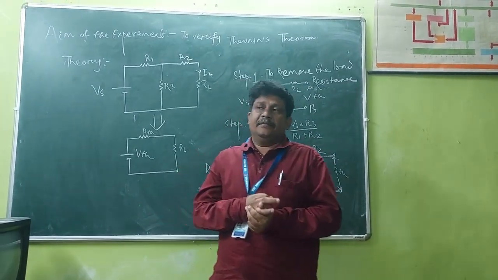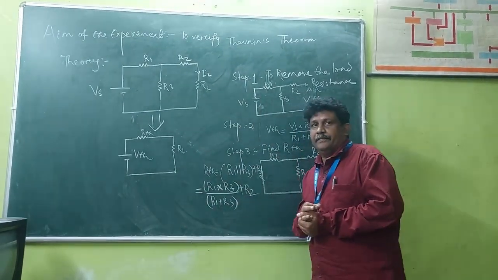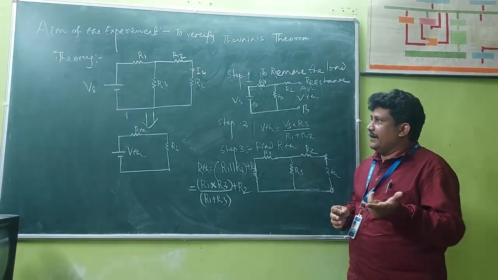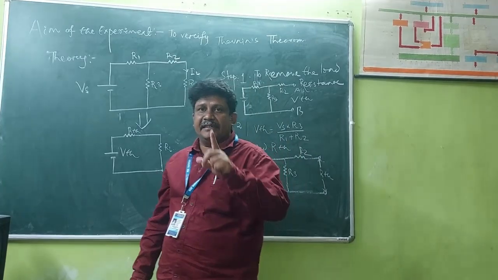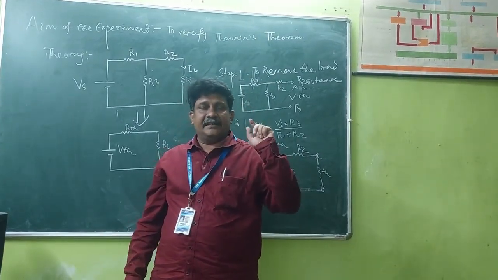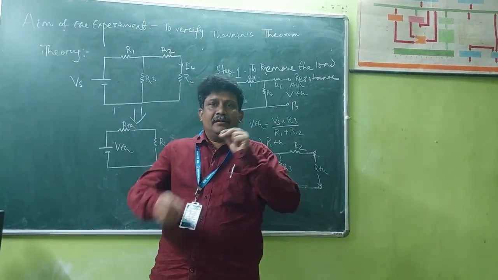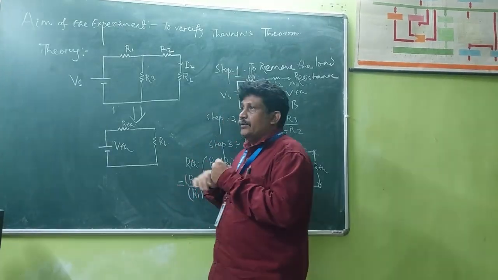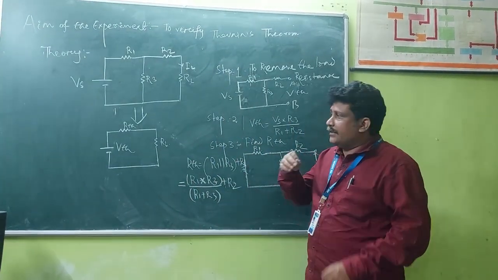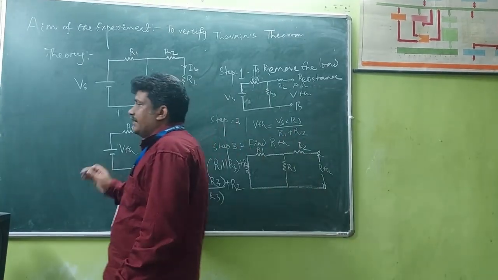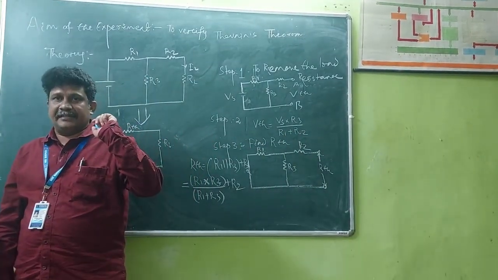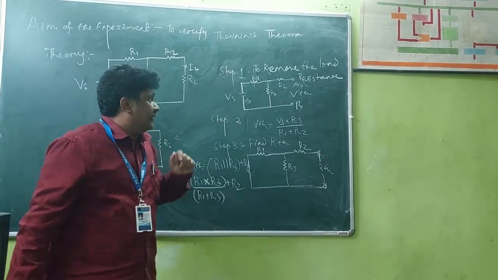Now, for a bilateral DC network, any type of bilateral DC network will be represented by a single voltage source and a single resistance. To get that, we will see how it is done step by step, both in theoretical expression as well as in practical expressions. Understand? So what happens here?